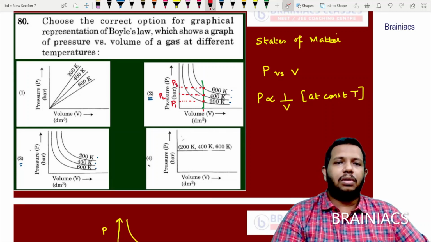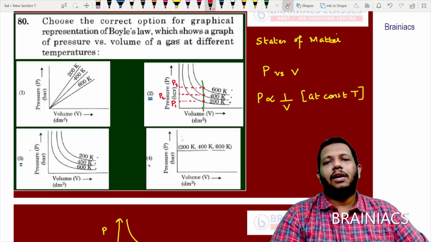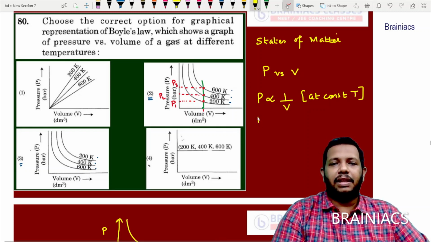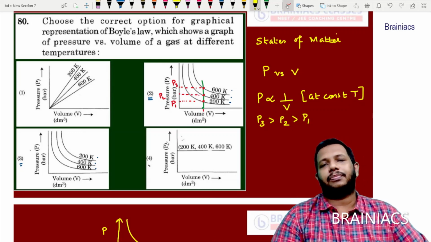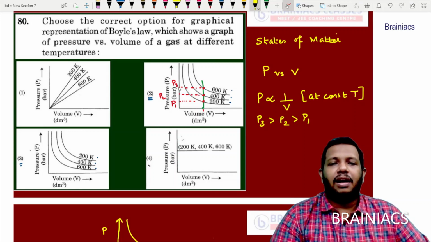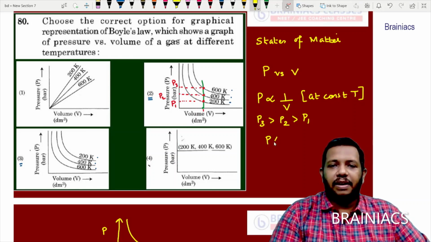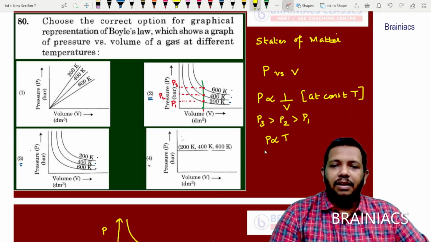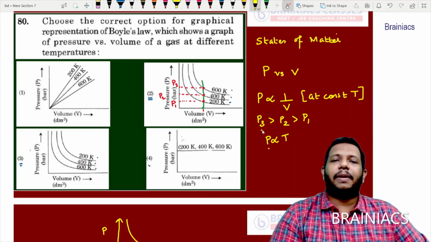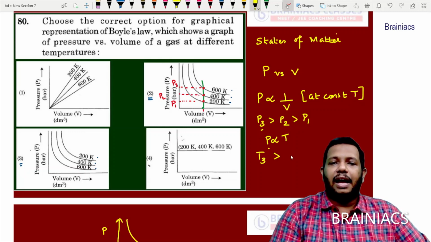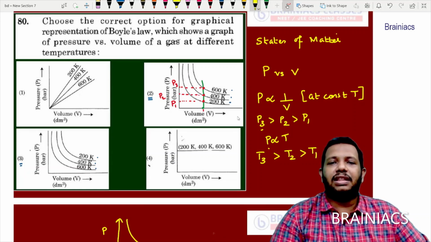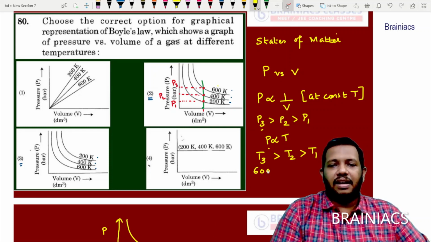Now we know that on the left side, on moving up, the pressure is increasing. So we can say that P3 is greater than P2, greater than P1. We know that by seeing the graph. And when volume is fixed, pressure is directly proportional to temperature. That means if the pressure is high, temperature is high. So here P3 is higher, so temperature T3 should be higher, then T2, then T1. Which is T3? 600 Kelvin, which is greater than 400, which is greater than 200.